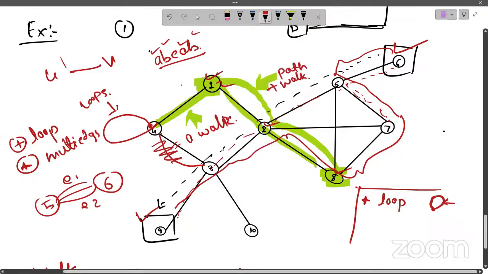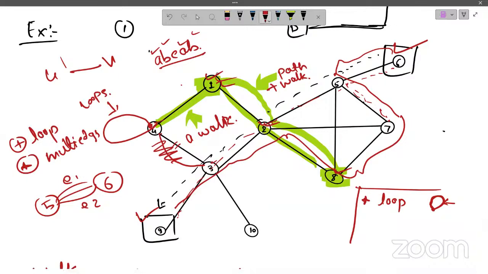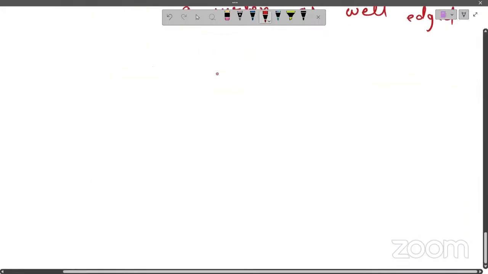In this graph, 1, 2, 3, 4, would that be a loop? No, no. I will come to that. Loop means an edge which has the same vertex. No, this is not a loop. A loop is an edge whose starting and ending point is the same. This is called the loop.